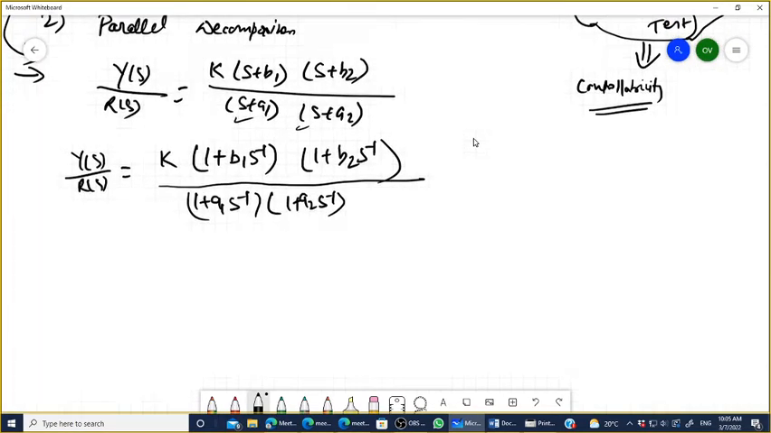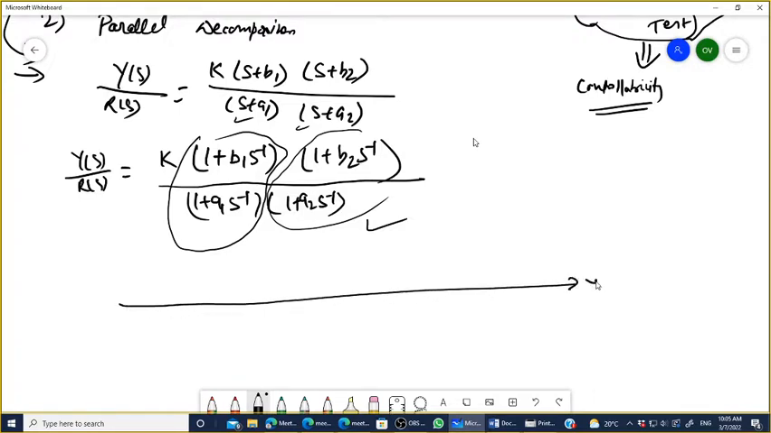Any problem? Now try to draw this picture. This is the cascade form. Why is it called cascade? It is cascaded because K into this is one function, the second one is this function, and both functions are multiplied like this. Let's say we have Y(s) and R(s). Since s inverse appears, what is the order of the system? Anyone tell me? Please tell me. Second order. So s to the power minus 1 appears two times.